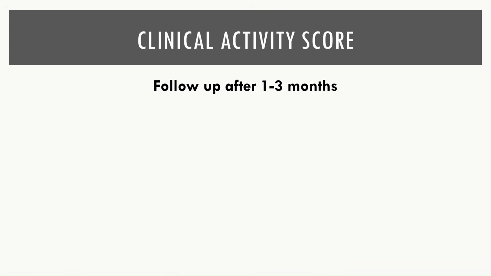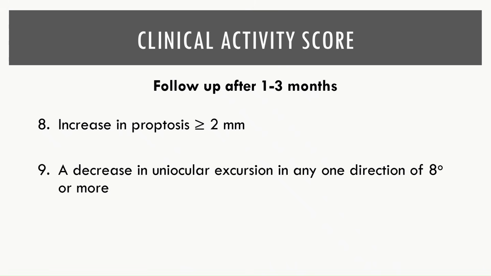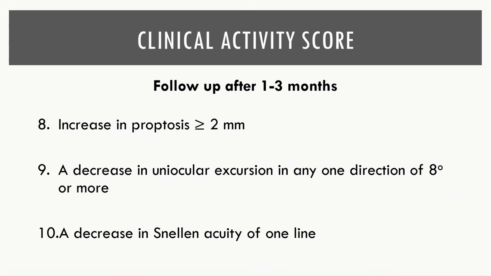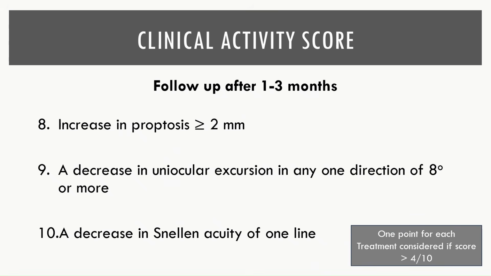During subsequent review, a point is allocated for an increase in proptosis of 2 mm or more, a decrease in uniocular excursion in any one direction of 8 degrees or more, and a decrease in Snellen acuity of 1 line. Treatment is considered if score is greater than or equal to 4 out of 10.